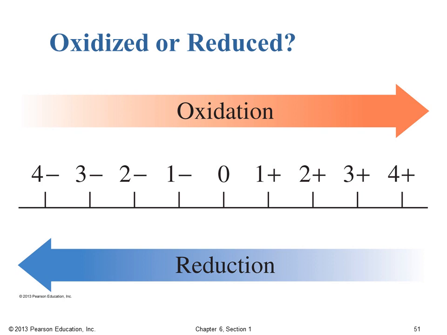And so with reduction, you can see that you go less positive and more negative. So your charge is becoming less and less. Oxidation is going to be more and more positive. Reduction is more negative. Oxidation is more positive.